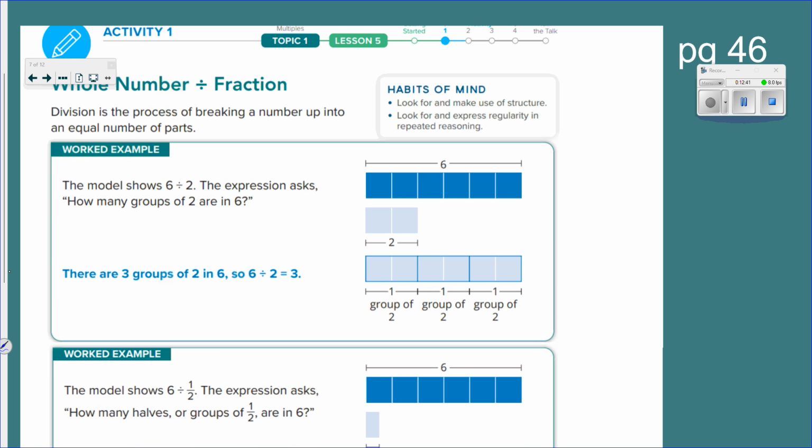Okay, division is the process of breaking a number up into equal number of parts. So this is where the division gets a little funky if you don't think about what we're doing. So here, the model says, if I have 6, but I'm going to divide it into groups of 2, the question that the division problem is asking you is, how many groups of 2 are in 6? So if I take my 6 and I start breaking it into groups of 2, how many groups of 2 are there in 6? 3. So 6 divided by 2 equals 3. Does that make sense for everybody?